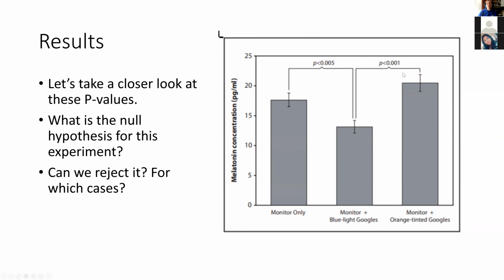You've got even more statistical significance. It's down to 0.1%. So I'm only going to make a mistake every 1 in 1,000 times or 5 in 1,000 times in between these cases. However, they didn't show you the p-values between these two cases, and that's because these ones are not significantly different from each other. They would be making mistakes and rejecting the null hypothesis more often if they were comparing the monitor only with the orange tinted goggles. Okay.